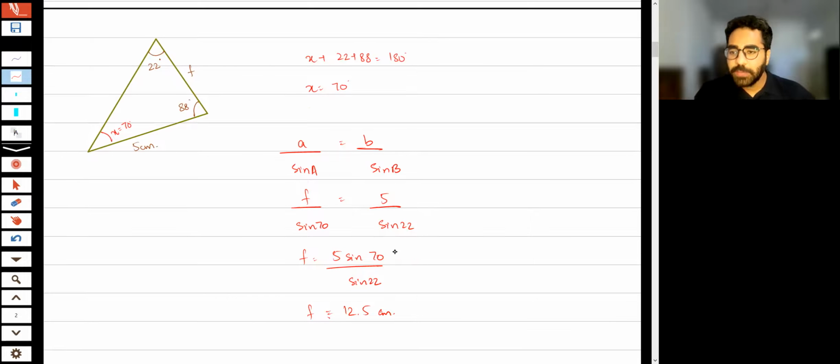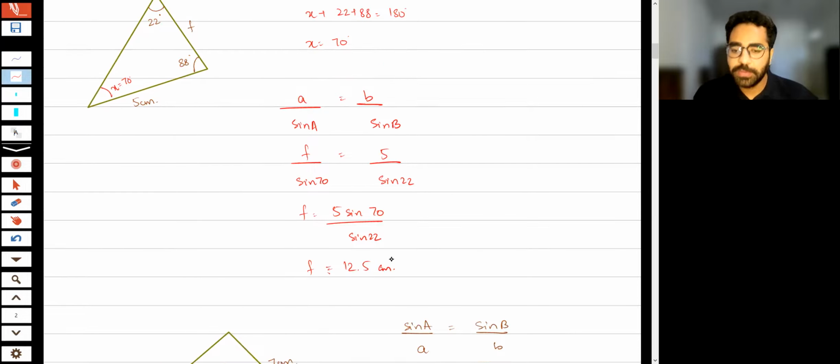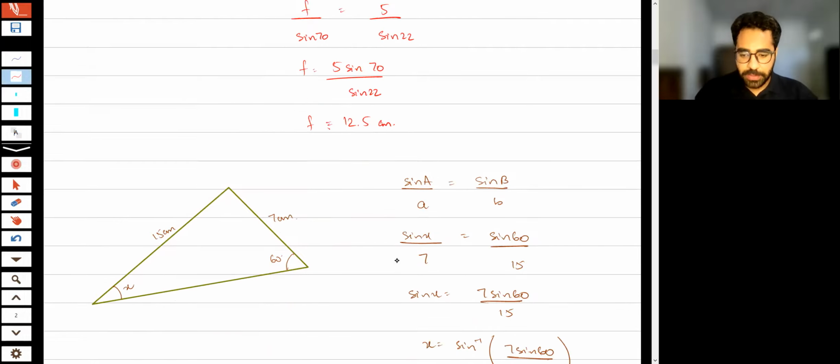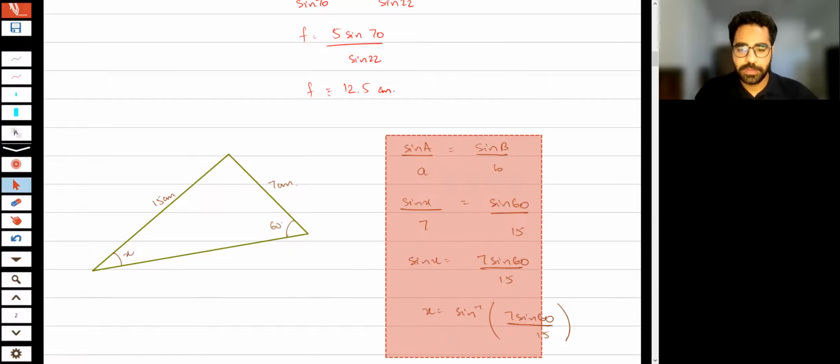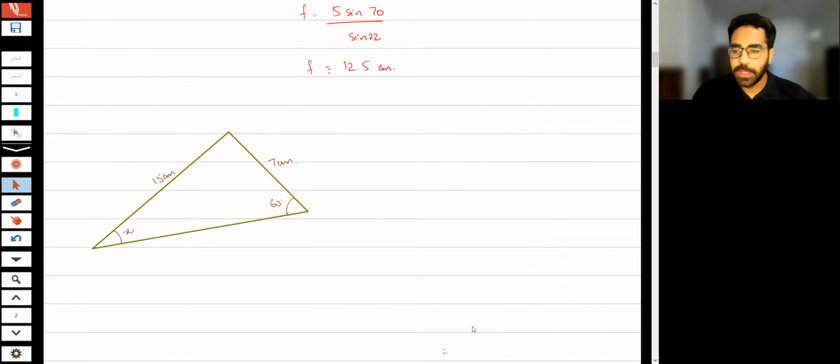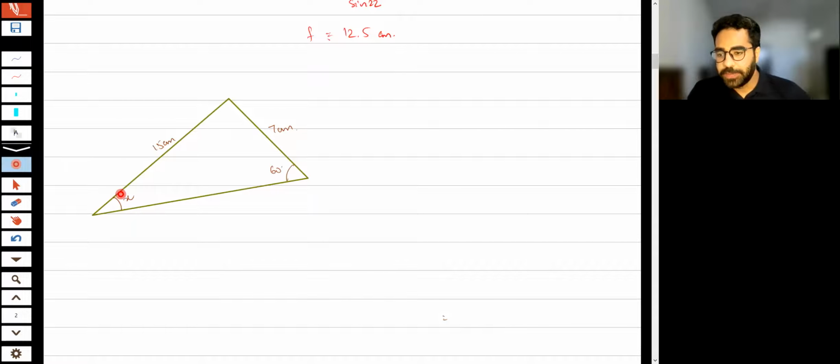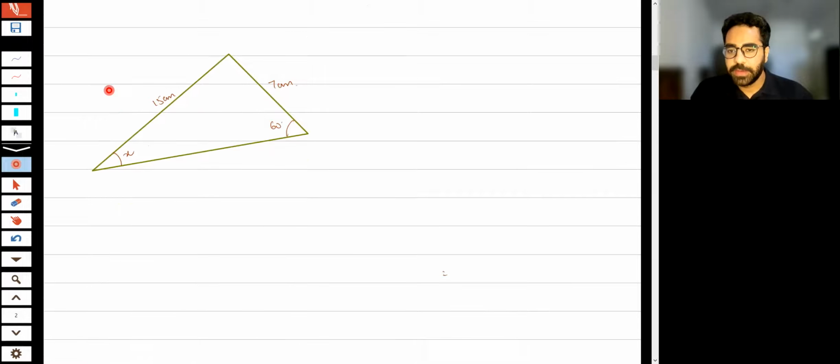Okay, so far, the discussion we have done was about finding sides. Now we'll talk about how we are going to find the angles by using the sine rule. I have already solved that. Now over here I have to find this angle x. I have to find this angle x.